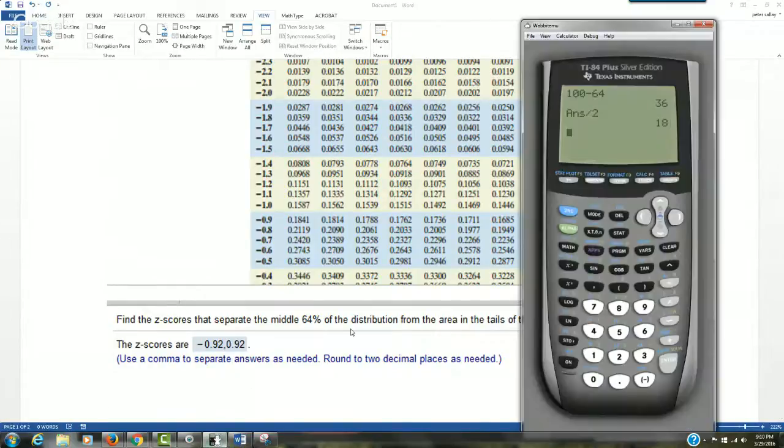Or, more likely, you can just use the inverse norm part we just did. So I go back to inverse norm, and then just do the 0.18. And then just hit enter. And the calculator will tell me that it's about negative 0.9153, which rounds to negative 0.92. Yeah, I think that way is better.